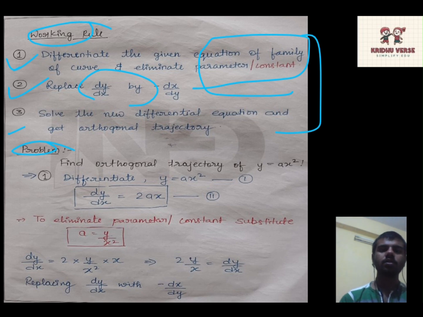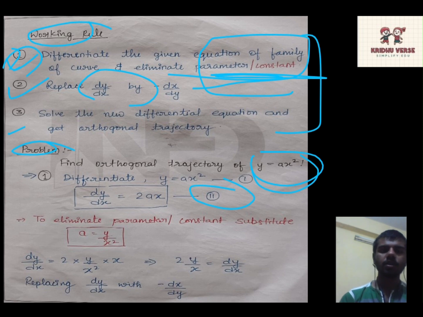Now we are going to check a problem based on the orthogonal trajectory. The problem we have taken is the family of curves y equal to ax square. We are going to solve this. So firstly, as per our first step, what is the first step? Differentiate the given equation of the family of curves. So here we differentiate y equal to ax square. The differentiation of y is dy over dx, and the differentiation of ax square is 2ax. Simple. This is the second equation we have taken.